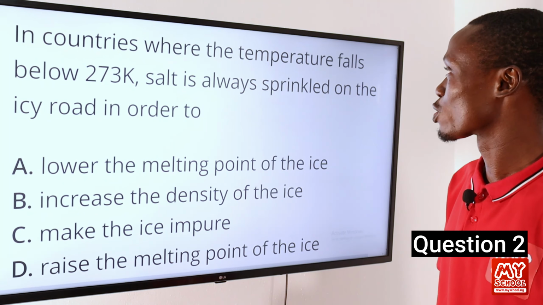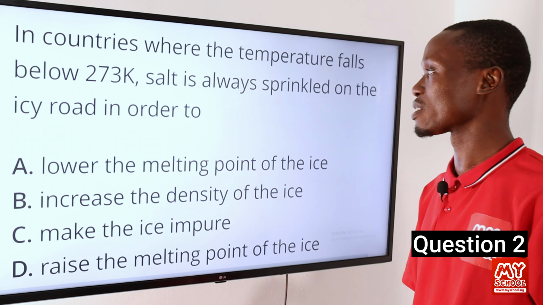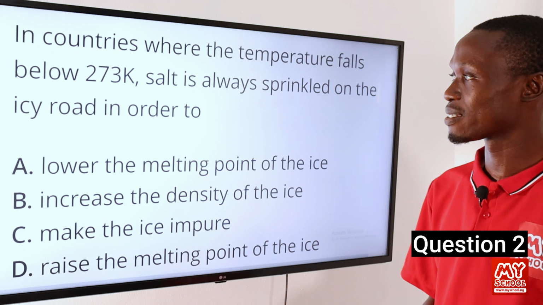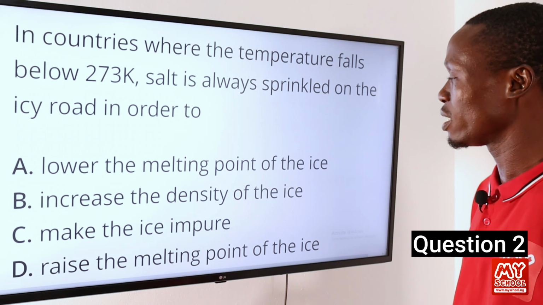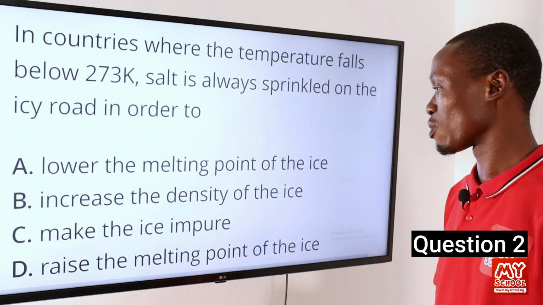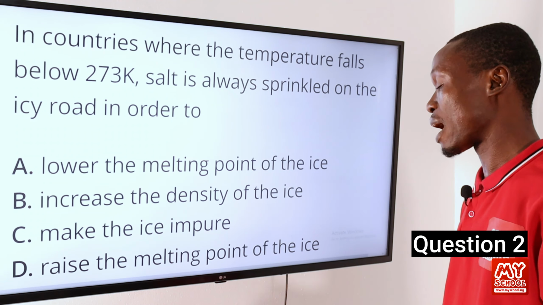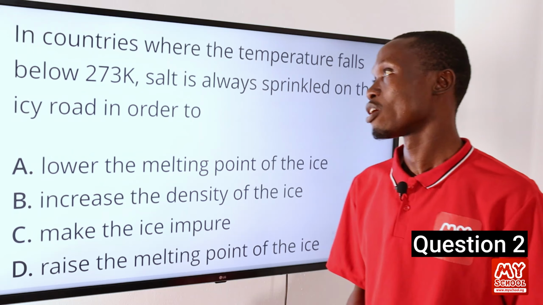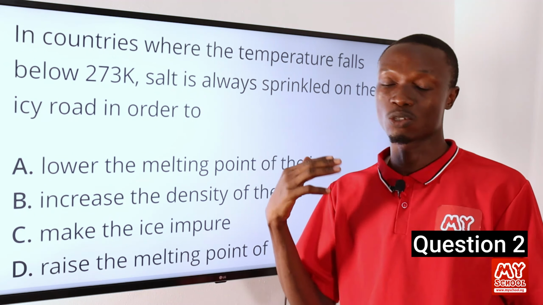Question 2. In countries where the temperature falls below 273 Kelvin, salt is always sprinkled on the icy road in order to A. Lower the melting point of the ice. B. Increase the density of the ice. C. Make the ice impure. D. Raise the melting point of the ice. So the answer to this question is option A.